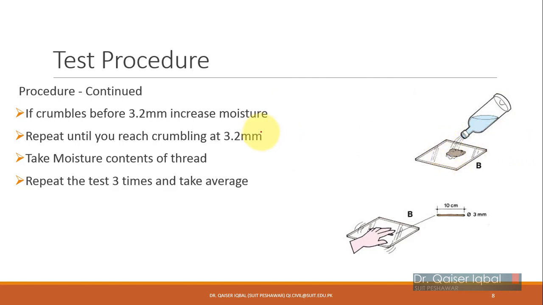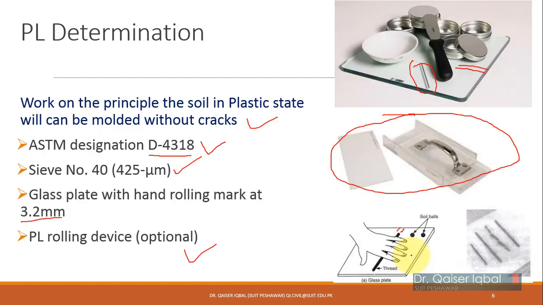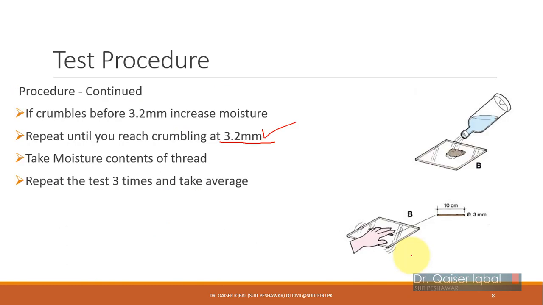So when you are making a thread and the thread just reaches 3.2 millimeter in diameter and it starts crumbling, the length of the thread will be about 10 centimeter and the diameter will be 3 millimeter. If it just starts crumbling at 3.2 millimeter, starts showing some cracks, then the cracks will be like this, which you can see over here. This is uncracked, there are no cracks, but in this you can see there are cracks.